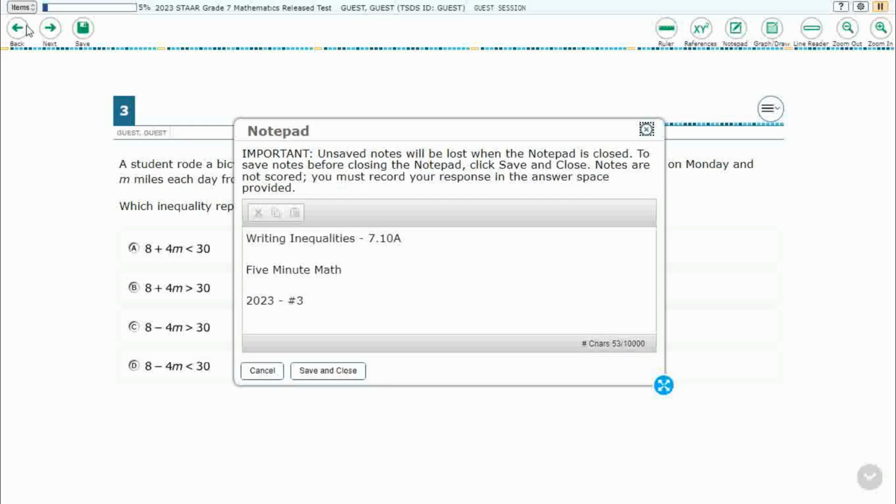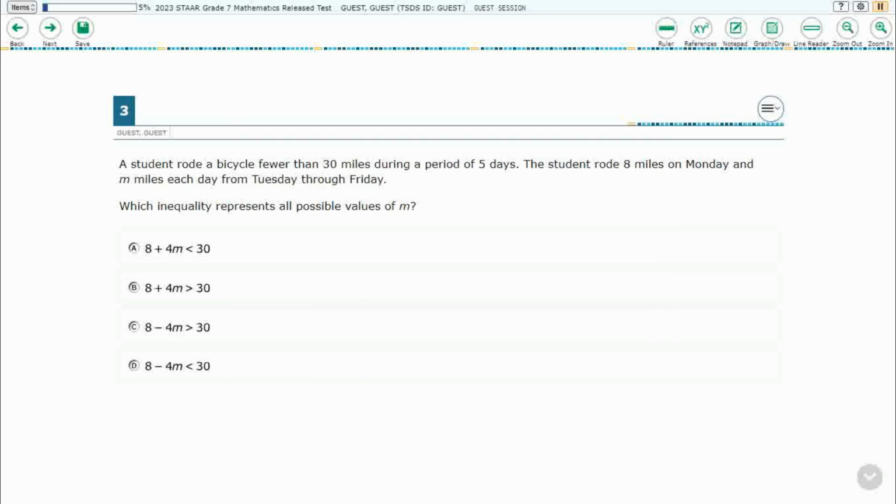Today we are looking at the 7th grade concept of writing inequalities. This is standard 7.10a in the great state of Texas. We are using item number 3 of the 2023 released STAAR test. If you haven't done so already, please go ahead and take a moment to pause the video, work this problem out on your own, unpause it, and we will look at our answers together.